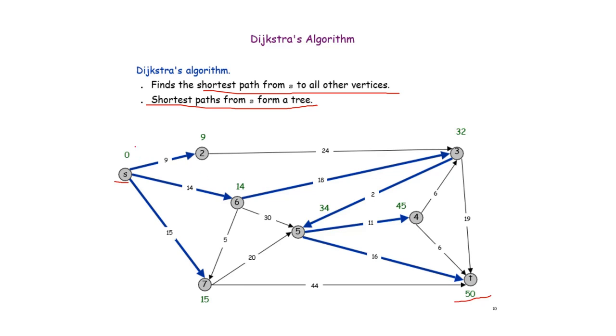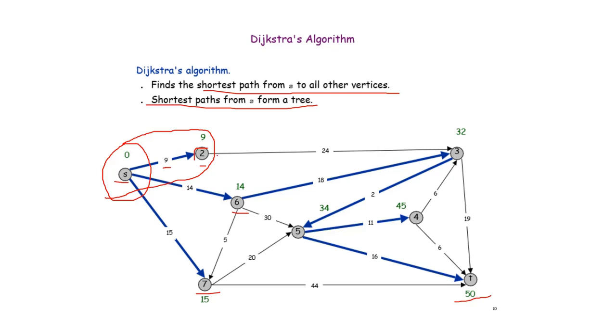Initially, in Dijkstra's algorithm we put S into our set of vertices, and we consider all the neighbors of S, which are 2, 6, and 7. Among all these vertices, we go to the vertex that has the lowest cost at this point. The lowest cost here is 9, so we go to 2, and we add 2 into our set. And on the next step, we consider all neighboring vertices of our set.